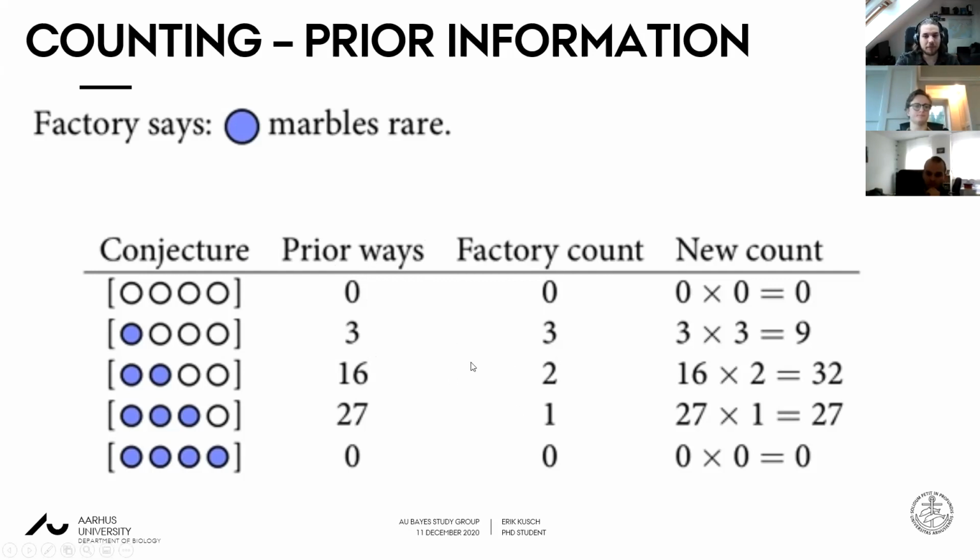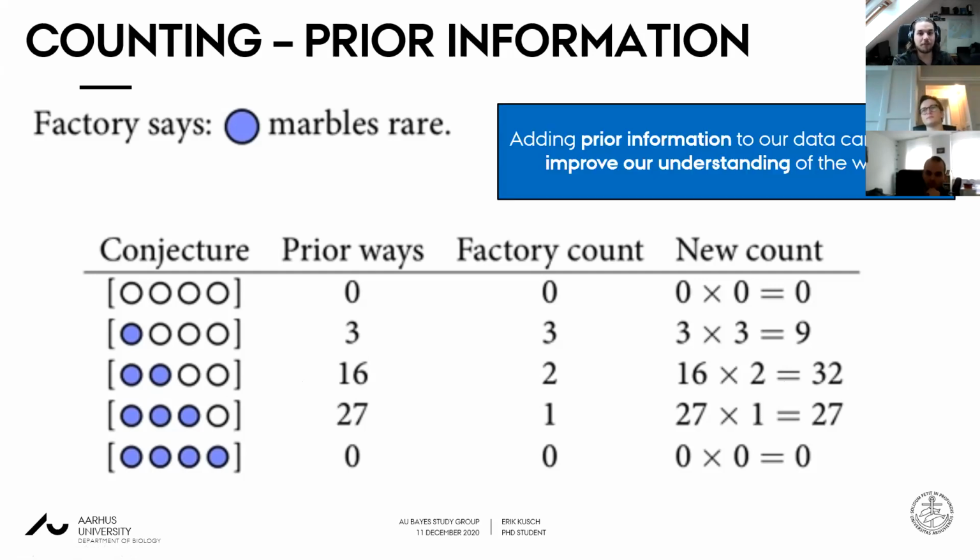For that, we just multiply them, and we can see now, because it is so much more likely that we have an exact even split of marbles than a majority of blue marbles, we now get pushed into a count at which we would argue that it is most likely for us to have an even split of marble types in our bag, even though we drew way more blue marbles than we did white marbles. And that's because we combined information. So the big thing here is that adding prior information to our data can greatly improve our understanding of the world.